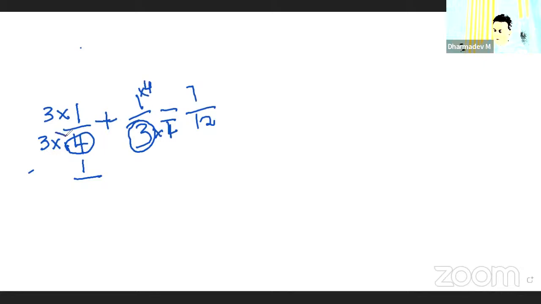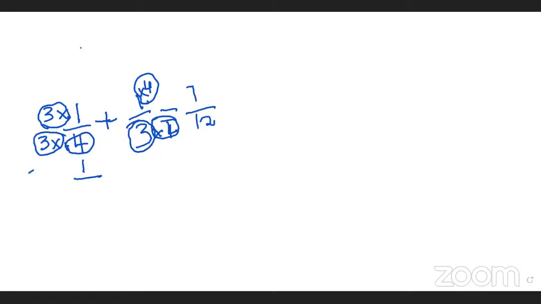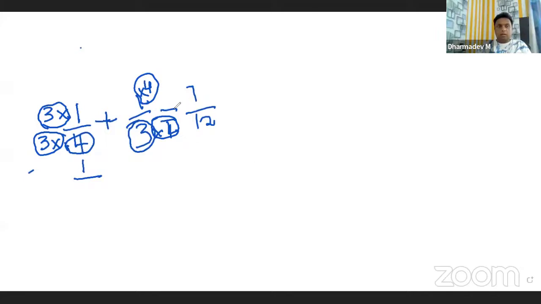So what I multiply over here in the denominator, the same thing should be multiplied on the numerator also. Okay, what I multiply over here, that should be multiplied here also. Did you get that? Okay. Are you clear with that?